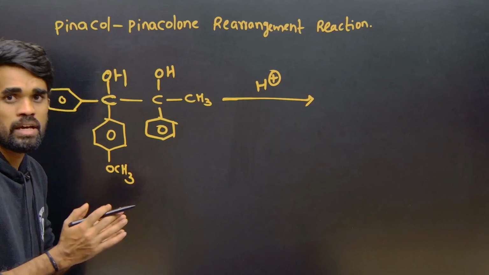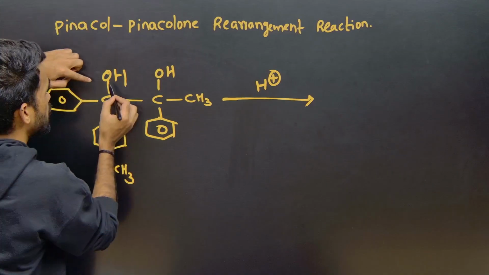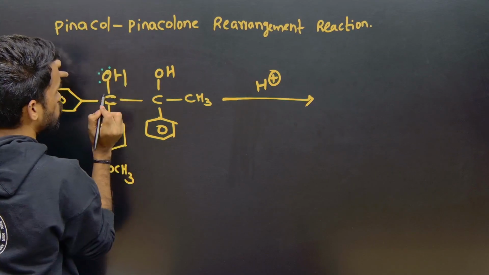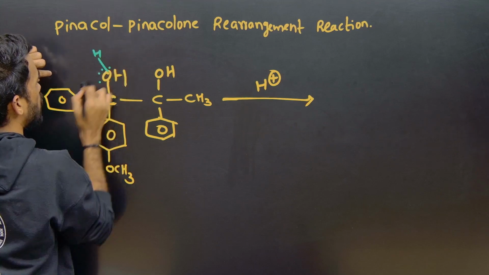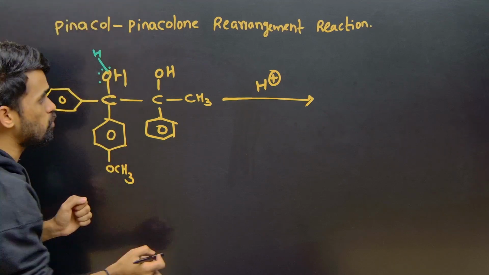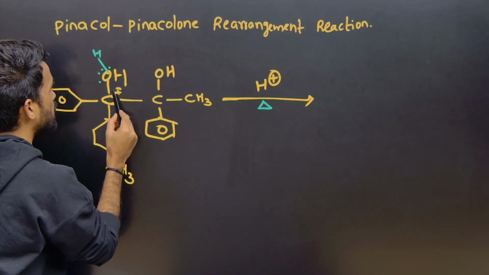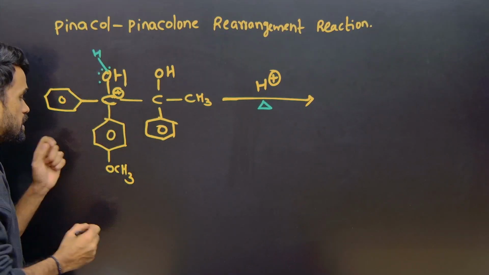Now where do we add this H plus ion? If we add H plus ion to this OH group, it will be converted into H2O like this. Now elimination of water takes place, dehydration takes place. After elimination of water, we will be getting a carbocation like this. This is the first case.